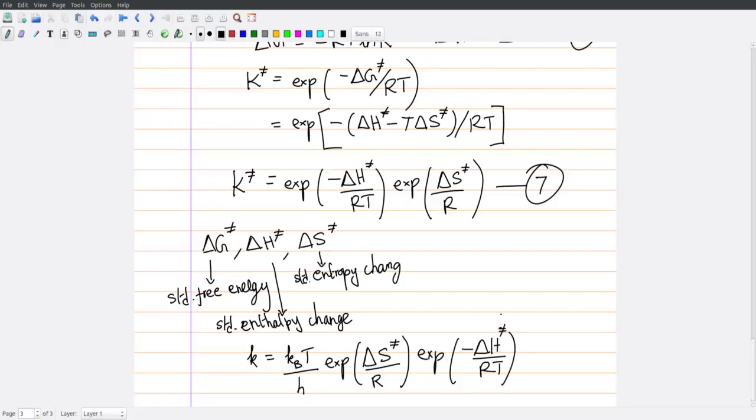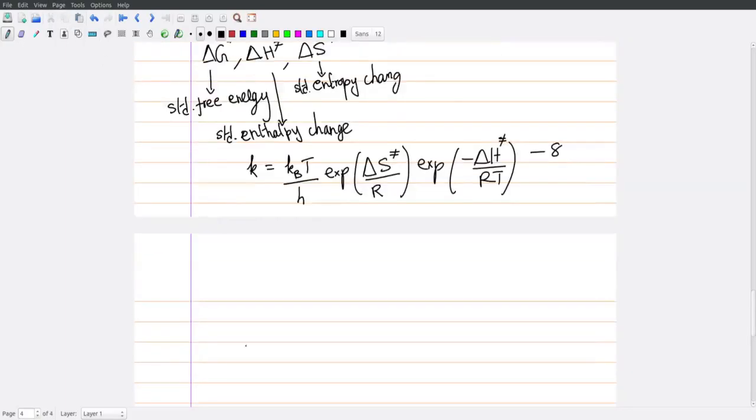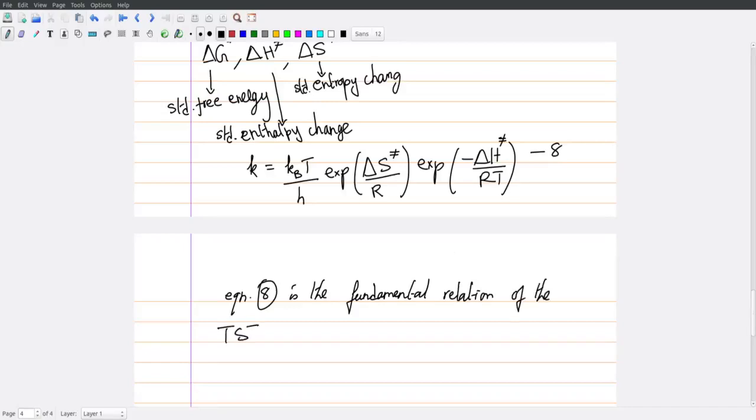So this equation 8 is the fundamental equation, or the fundamental relation, of the transition state theory.